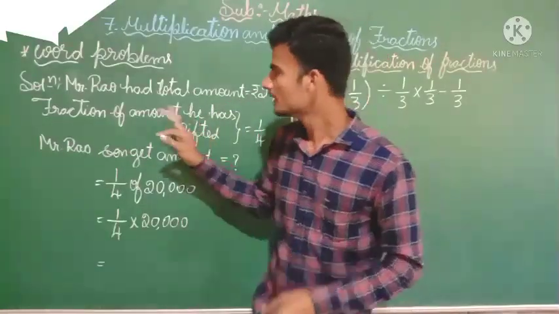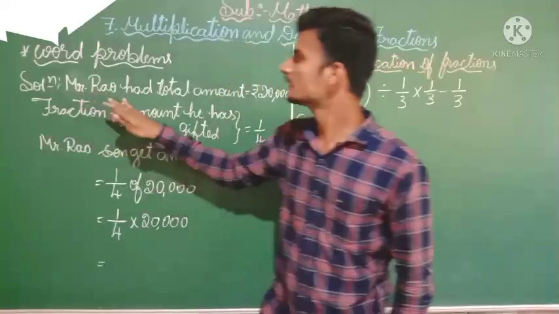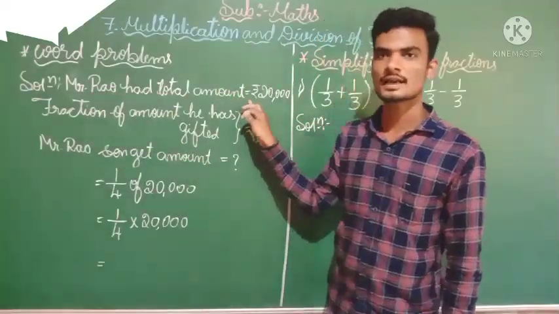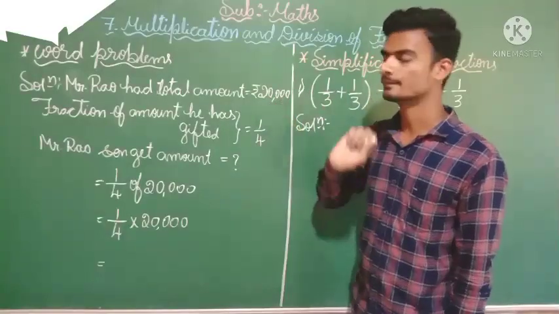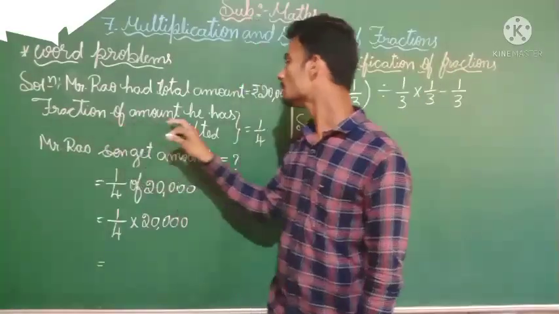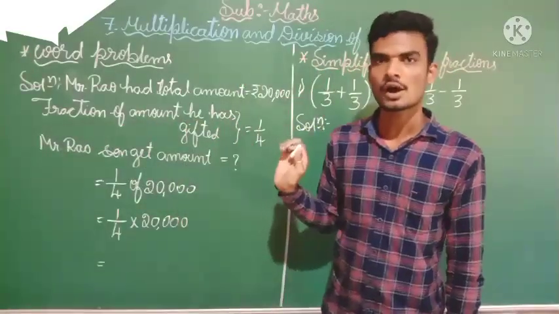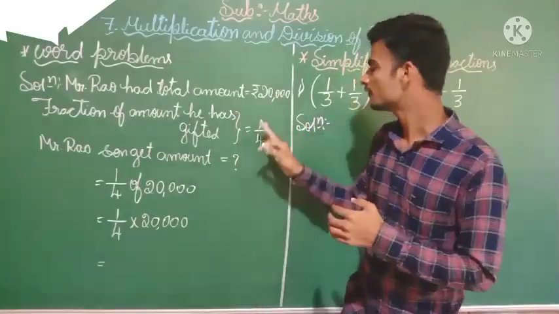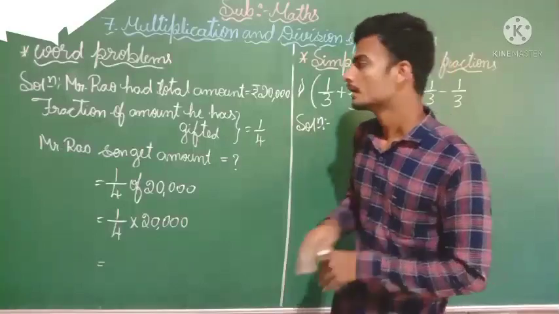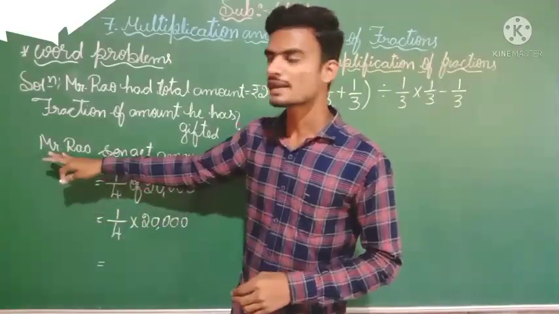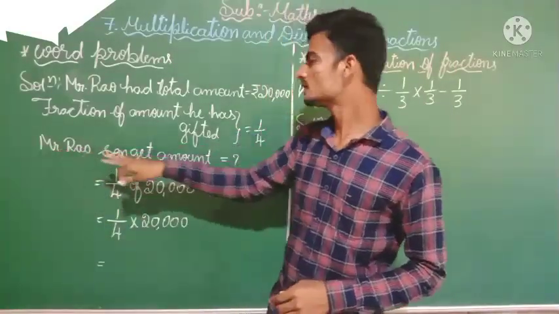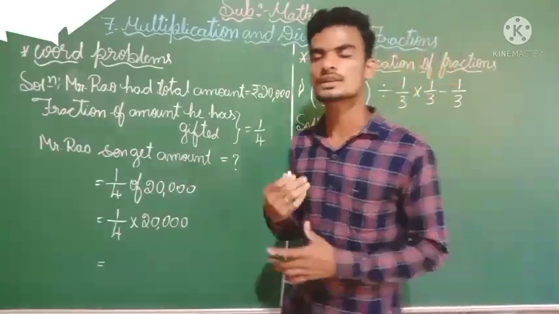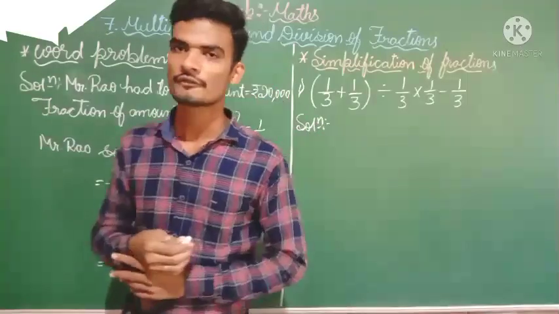Here first you want to write a statement, that is Mr. Rao had a total amount. How much does he have? He has rupees 20,000. Then the fraction of the amount he has gifted. How much has he gifted in fractions? That is 1/4. What we have to find: Mr. Rao's son's amount is equal to question mark. How much amount will he get, that we have to find.